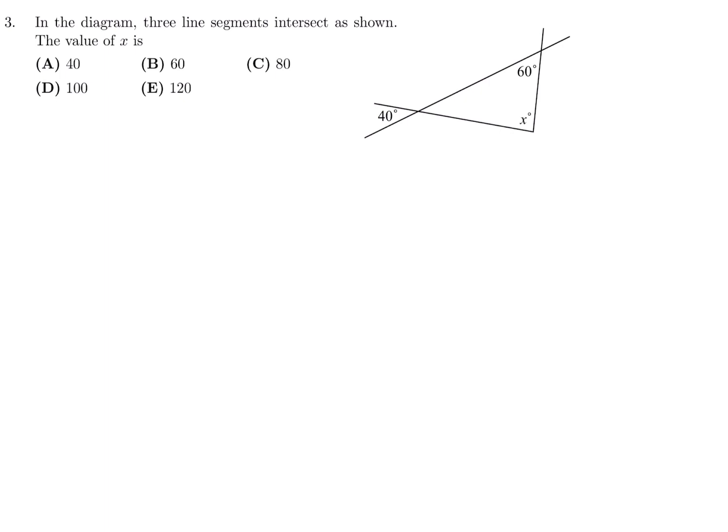In the diagram, 3 line segments intersect as shown. The value of x is? By opposite angles, if this is 40, this has to be 40, so put that in there. The sum of the angles of a triangle always add up to 180. So 40 plus 60 plus x is 180, so 100 plus x is 180, and therefore x is equal to 80. So number 3, the answer is C.